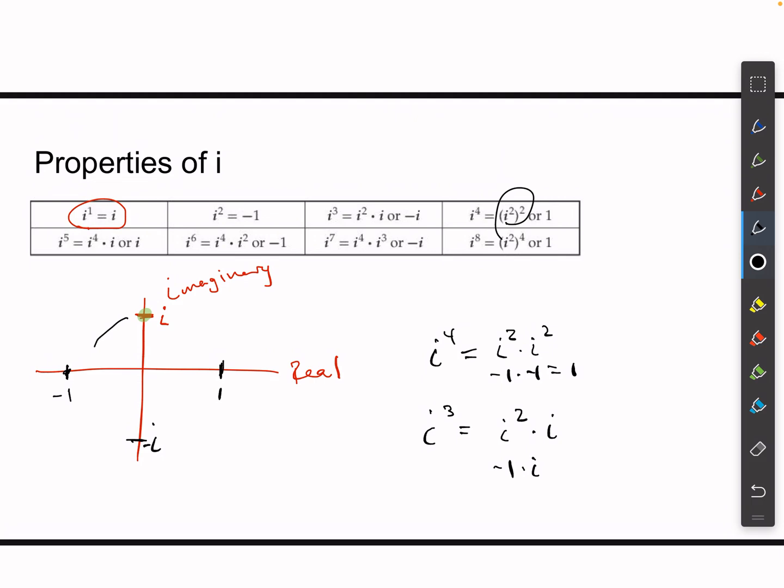What that means is if I have something like i to the 13th power and I ask you what is that equivalent to? Well, if you have i to the 12th, that's just 3 full rotations around, right? So 3 times 4 is 12, so i to the 12th is equal to 1. So this is equivalent to i to the 12th times i. Anything to a power that 4 goes into is equivalent to 1. So this is the same thing as 1 times i, which is equal to just i.